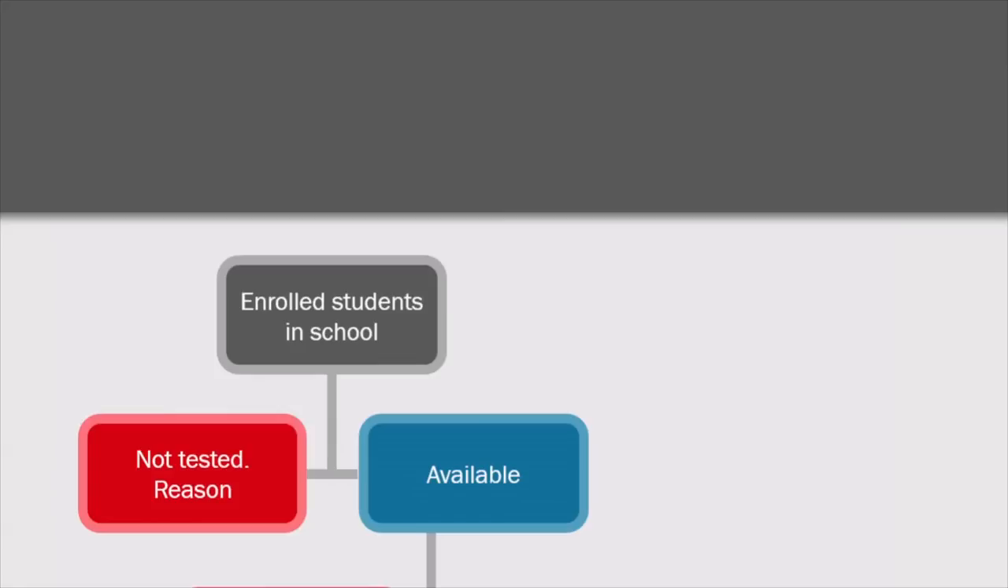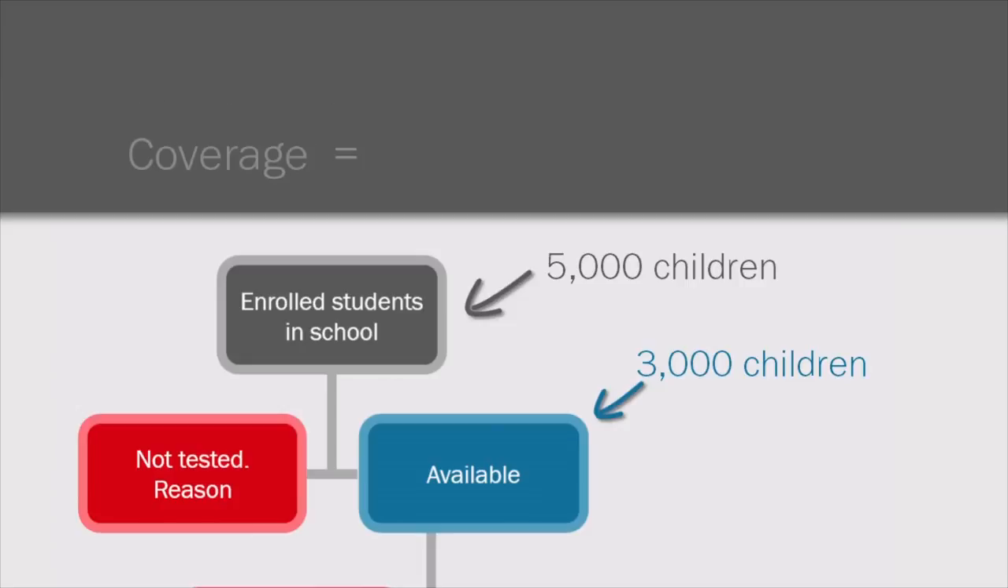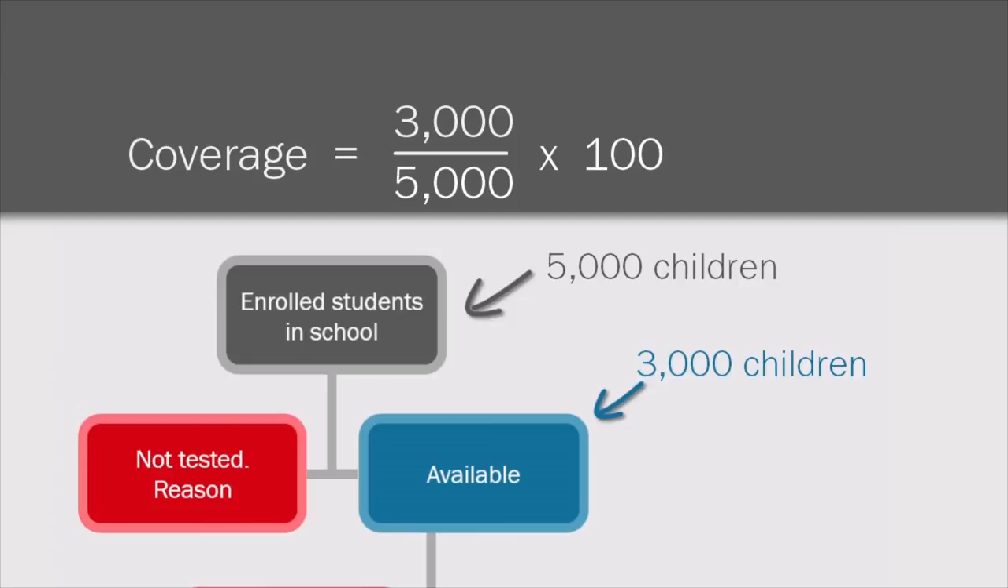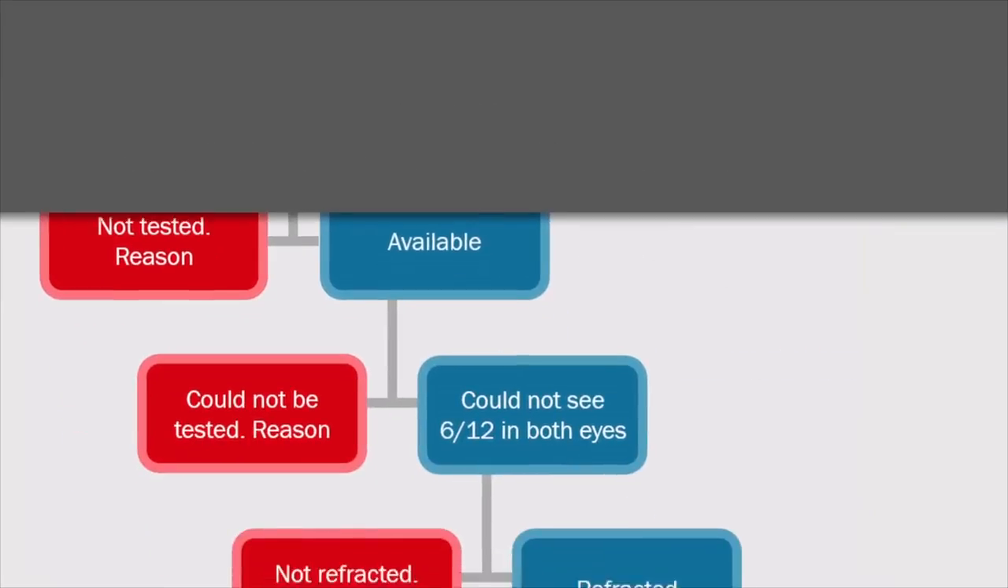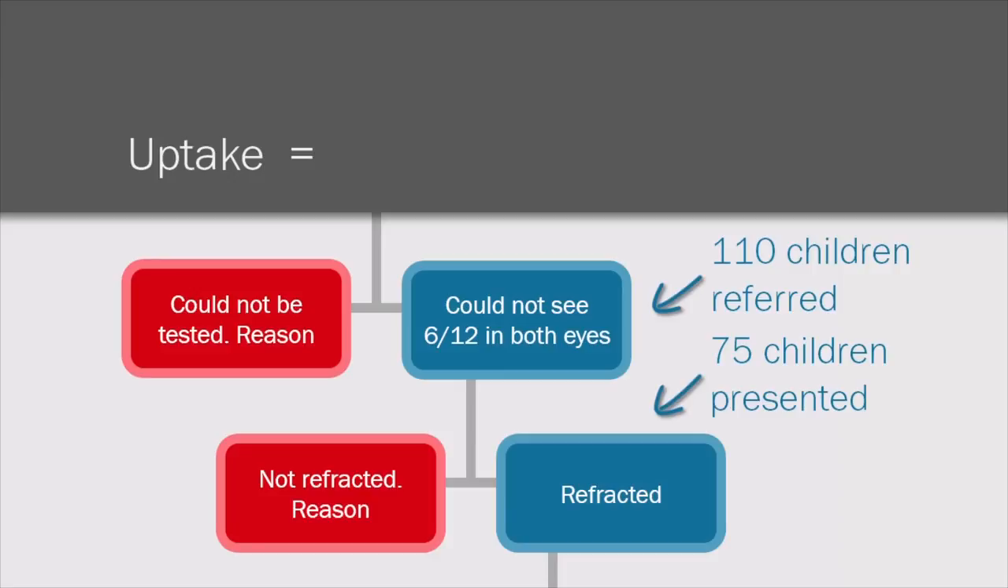Let's look at monitoring in more detail using an example. There are 5,000 children in the district schools aged 12 to 14, and 3,000 of them undergo vision testing. To calculate the coverage of services, we divide 3,000 by 5,000 and multiply by 100 to get a percentage. This gives us a 60% coverage. 110 children are referred for refraction, and 75 of them present to the optometrist. To calculate the uptake of vision testing, we divide 75 by 110 and multiply by 100. This gives us a 68% uptake of the service.